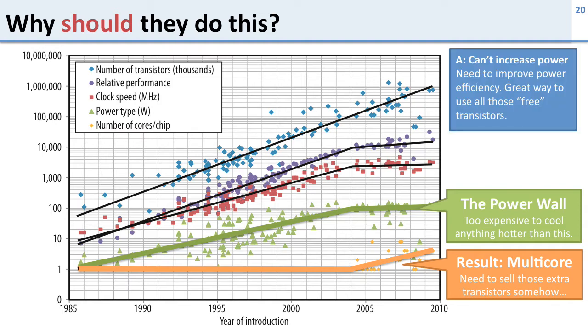So why should ARM do this? Well, the answer is they can't get more performance because they're limited by power, but they've still got more transistors, so they should use those transistors to get more efficiency. So by having processors optimized for efficiency, they can use those transistors in a good way.